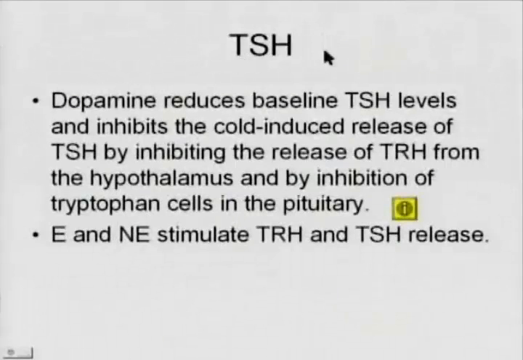For the HPT axis, regarding the effects on the release of thyroid-stimulating hormone from the anterior pituitary, dopamine reduces baseline TSH levels and inhibits cold-induced release of TSH by inhibiting the release of thyrotropin-releasing hormone, or TRH, from the hypothalamus, and by inhibition of thyrotroph cells in the pituitary.